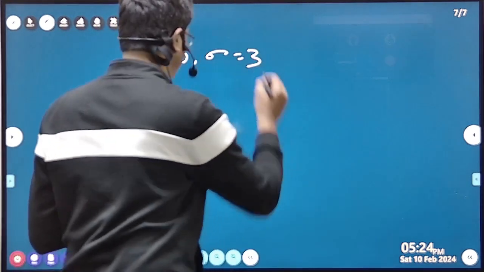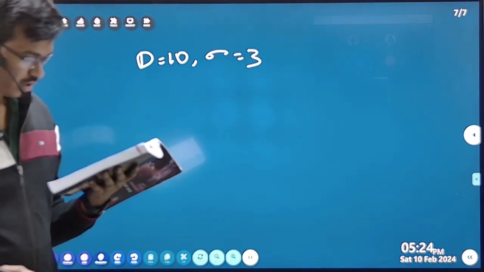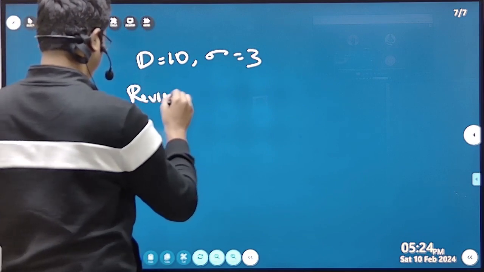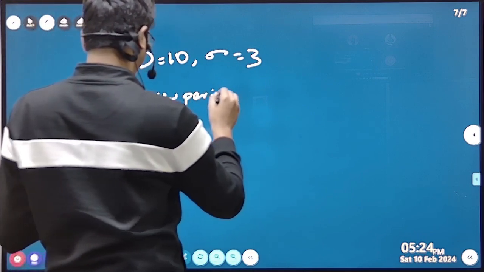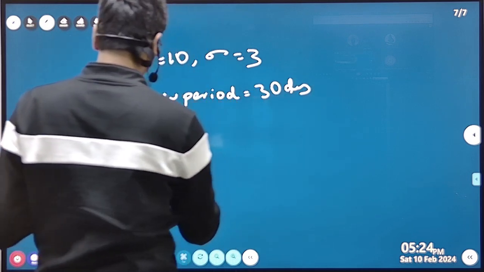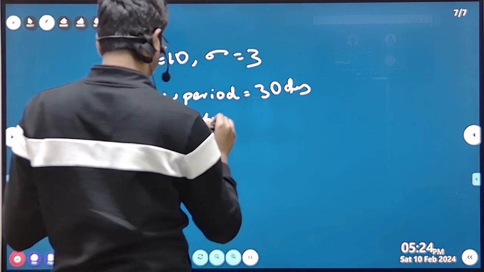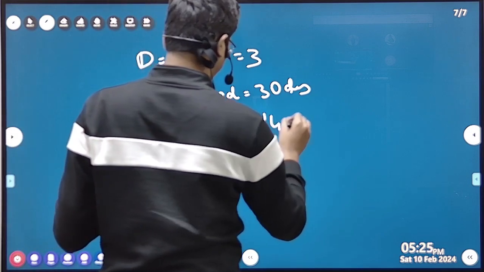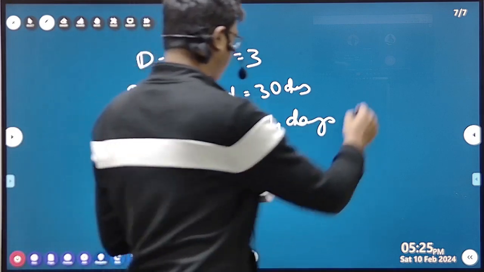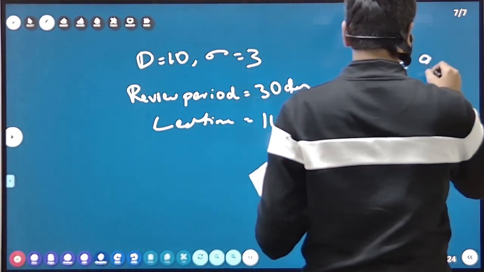The standard deviation is 3. Now he has given us a review period. Review period is 30 days, and lead time is 14 days. And he says the probability of not stocking out is 98%.